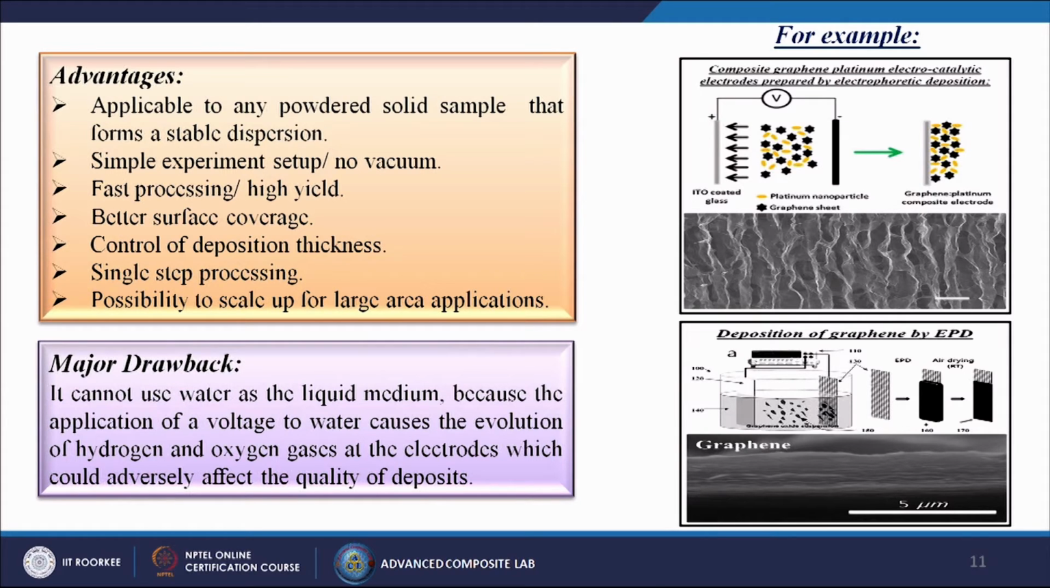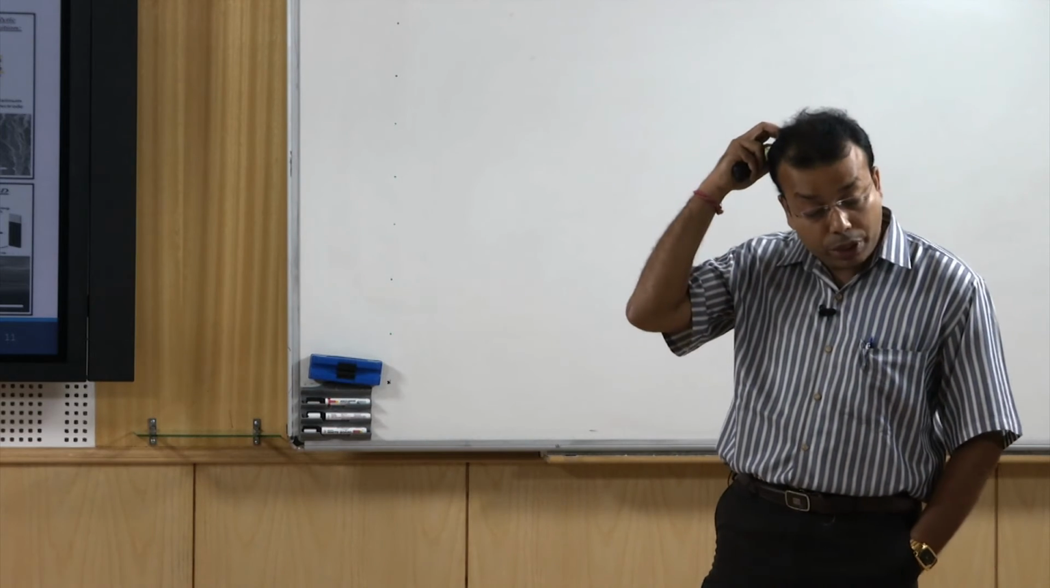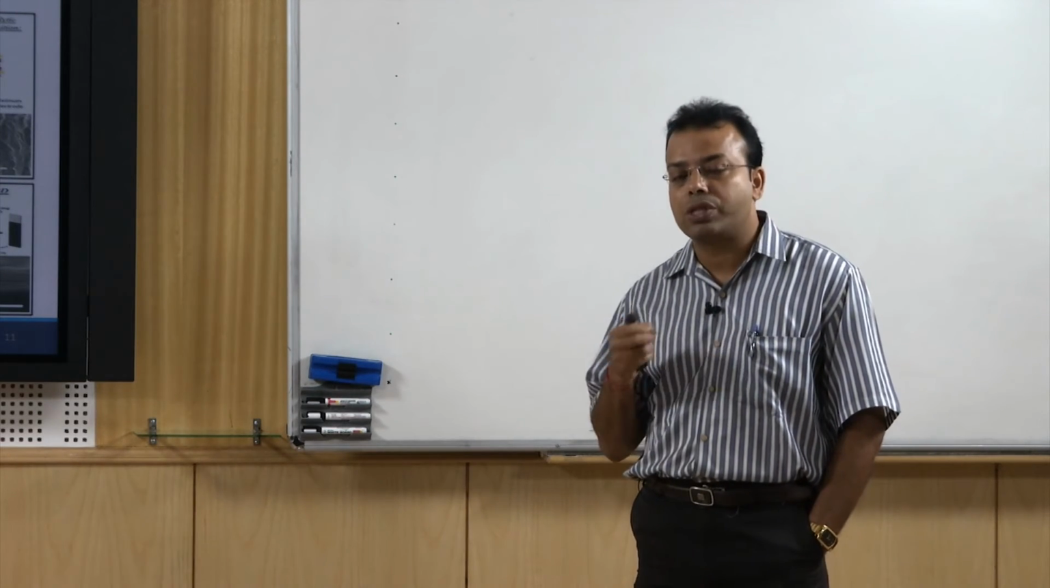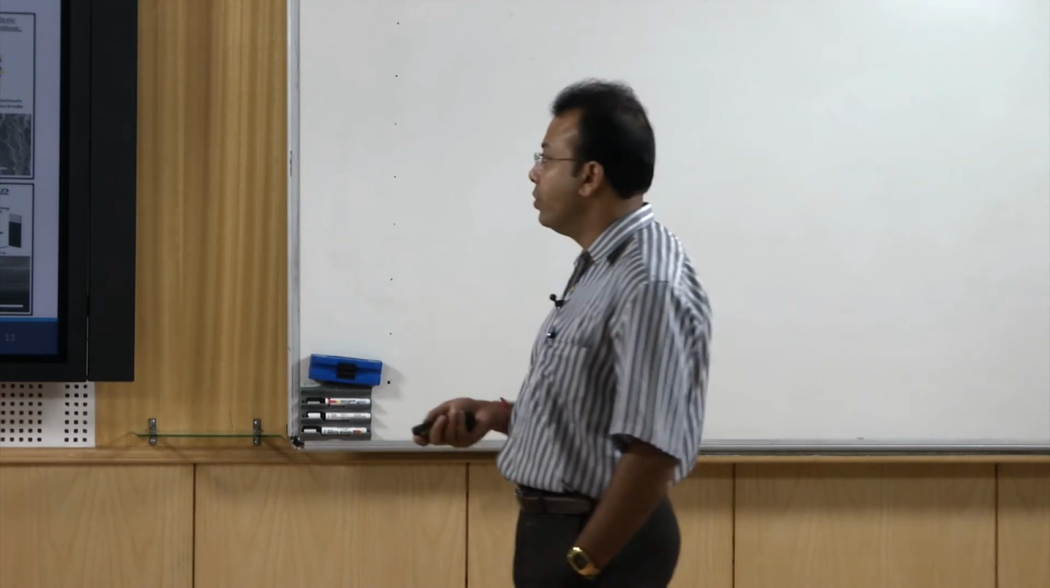There are certain major drawbacks also. What are those? It cannot use water as the liquid medium, because the application of a voltage to water causes the evolution of hydrogen and oxygen gases at the electrodes, which could adversely affect the quality of the deposits. Yes, of course, because when we apply a potential difference inside water, it generates hydrogen and oxygen gas which stick onto the cathode and anode materials and slow the reaction rates.